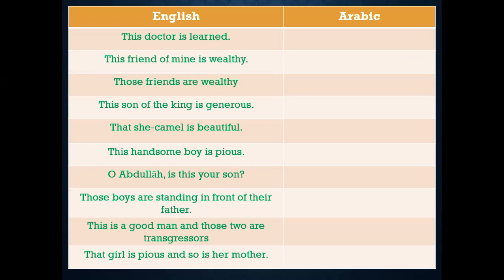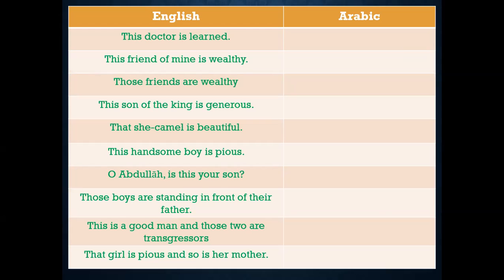Those friends are wealthy. أولئك الأصدقاء. Those friends. أولئك الأصدقاء with al, because now it's coming after اسم إشارة. And it's not mudaf anyway, so you can have al on it. أولئك الأصدقاء, all those friends are wealthy. أغنياء نكرة. خبر is نكرة. أغنياء without al.